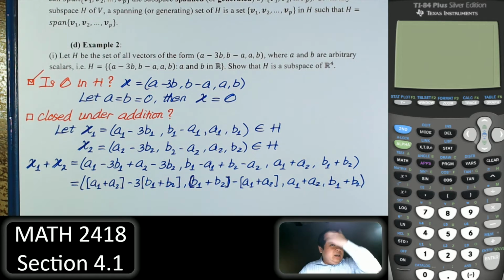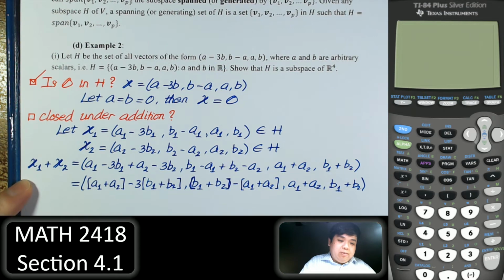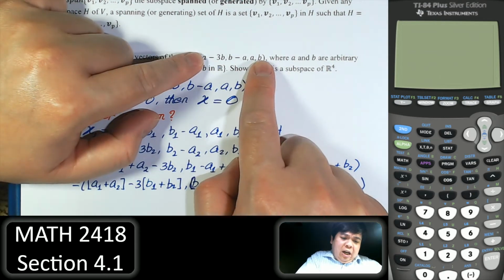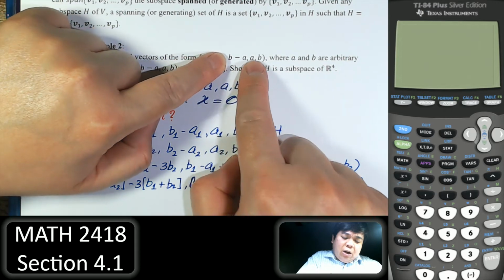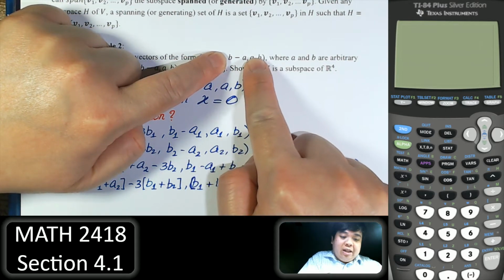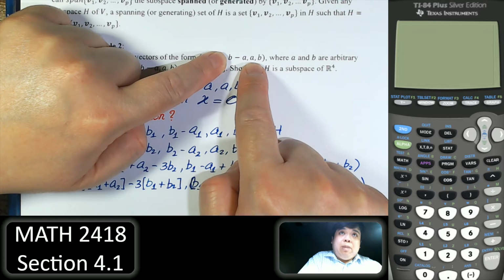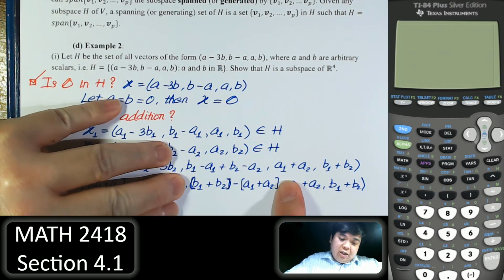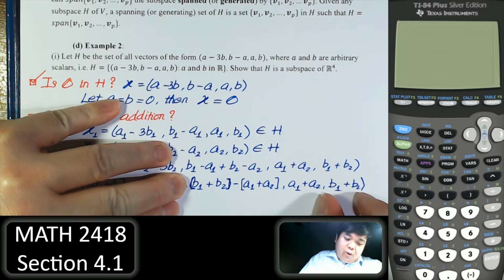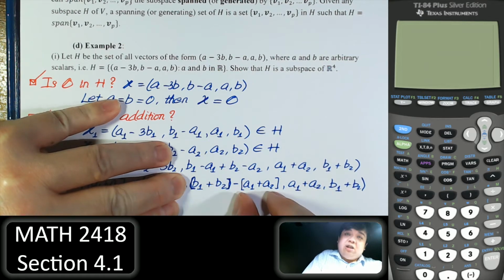So what we see here is this belongs to H. Well, how do we know that? Well, if it has these properties. Right, these properties meaning that, look at the second component. It is the fourth component minus the third. Now we look at this. It is the fourth minus the third.